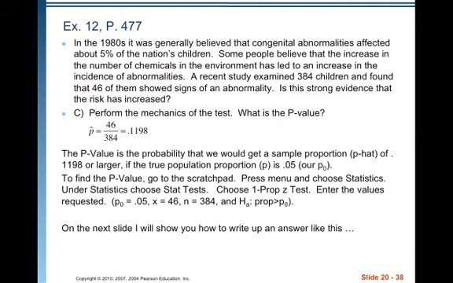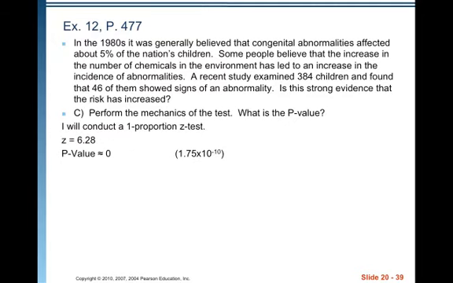You're going to enter that p naught is 0.05, x is 46, and n is 384. And the alternative you want is the greater than one, because that's what we've chosen, and the way it appears on your calculator is proportion greater than p naught. On the next slide, I will show you how to write up an answer like this. All right, you need to declare what kind of test you're doing. The only one we know how to do right now is the one proportion z-test.